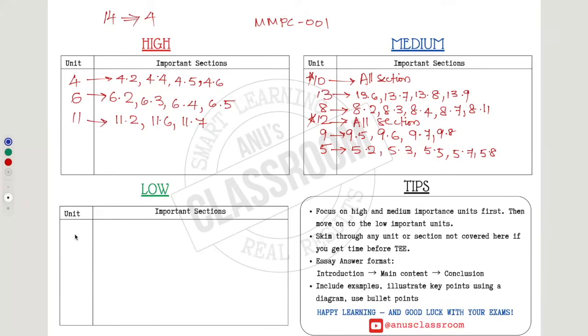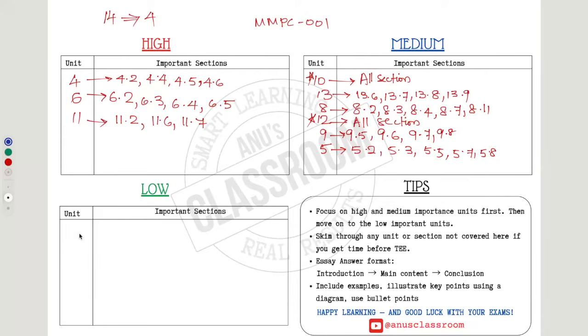Now going to the last section, that is low importance units. It is low importance only because maybe only a couple of questions have come up from these units. But it doesn't mean that you can skip it. You should not be skipping it. Questions have come from these units as well. So that is what you need to consider.